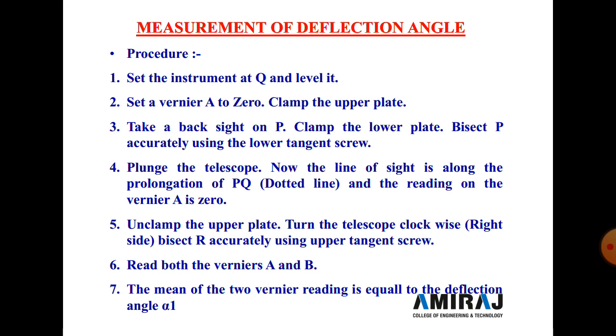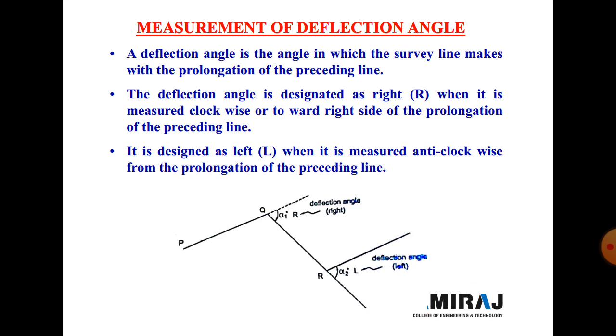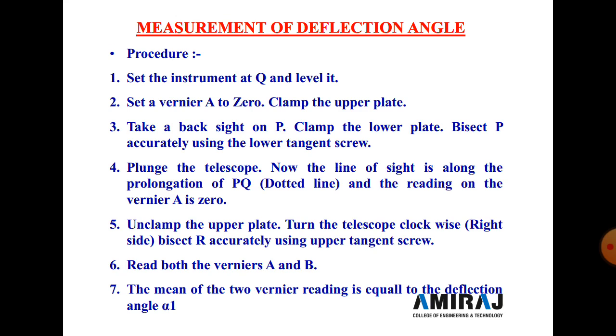Now when the telescope is rotated, turn the telescope and bisect the R point ranging rod. At that time the lower screw is fixed and the upper screw is loose, and we turn the telescope in a clockwise direction. So we get the angle. When we rotate the telescope in the right direction, it is called the R angle. Both readings of vernier A and B are noted down, and we get the deflection angle alpha 1.